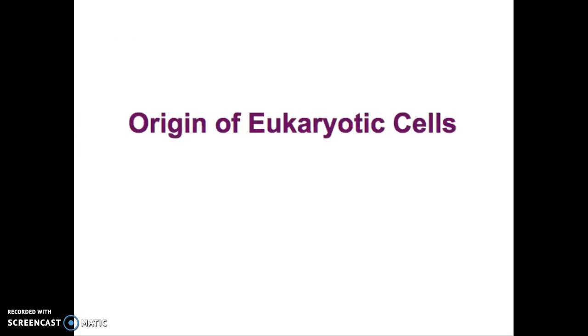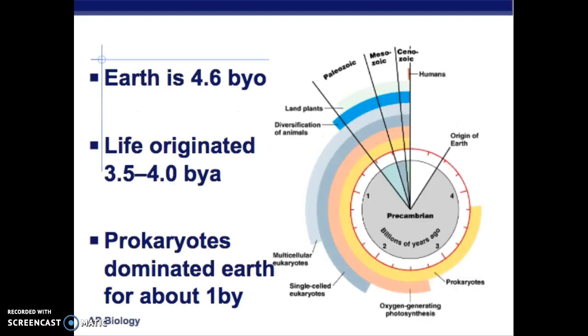I'm going to move into talking about the origin of eukaryotic cells. So the Earth is very old, 4.5 billion years old, and life didn't come around till probably 1 billion years after that. And for another 1 billion years after that, prokaryotes were the only thing on Earth.